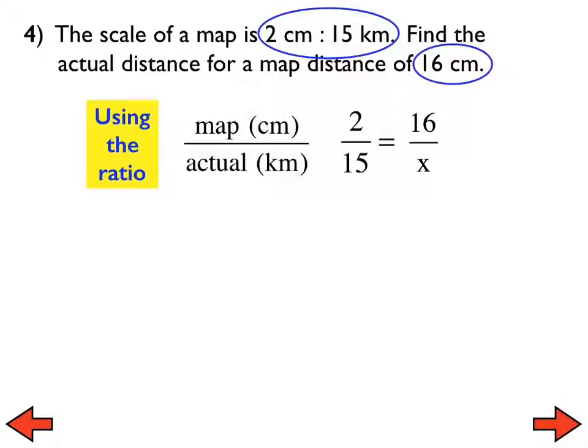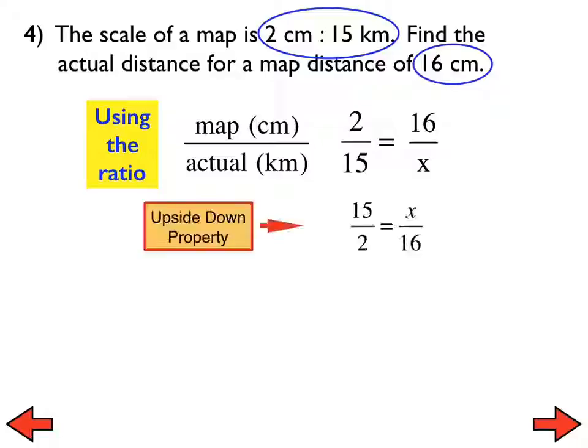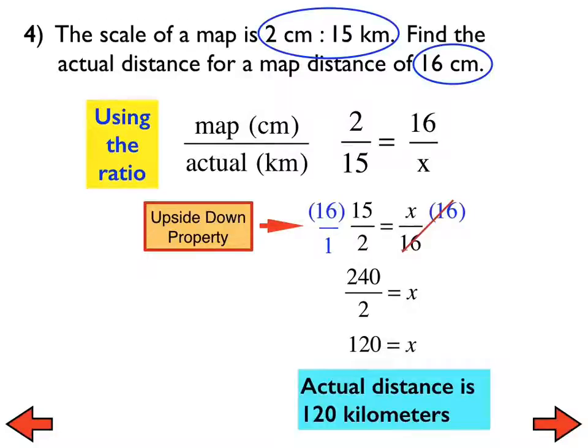To solve for x, you can use the upside down property. You can do 2 times multiplier is 16, so 15 times the same multiplier is x. I'm going to use the upside down property here, and x equals 120. The label would be kilometers because that's the actual distance.